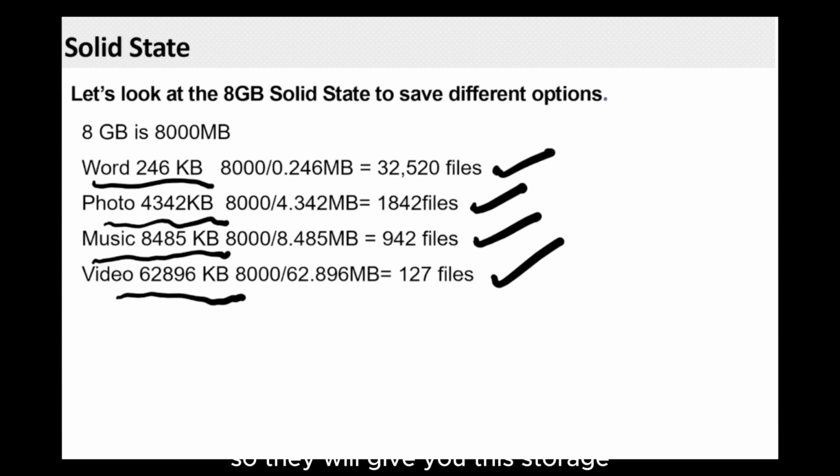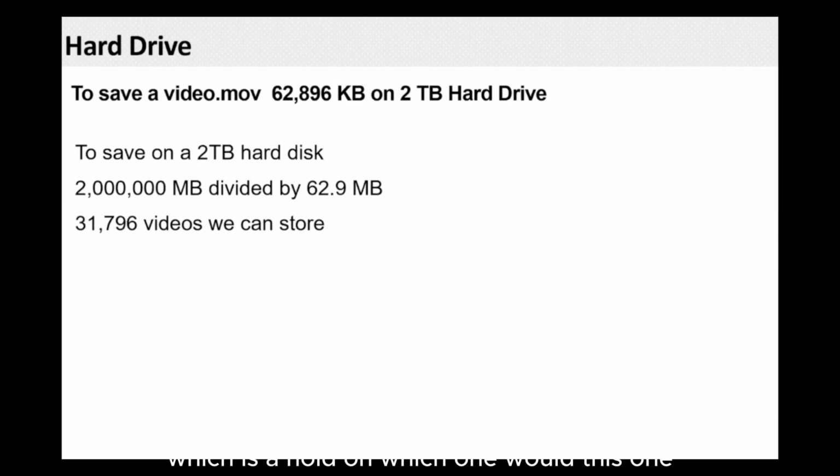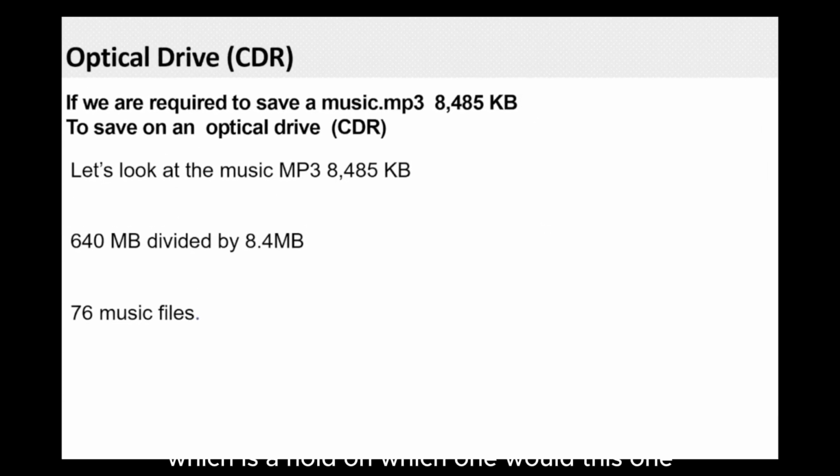So they will give you this storage, but you have to decide what is suitable. So remember, they will ask you to show your calculation. The other thing you must remember, if we go back to this question, which is, hold on, which one? Oh, this one. Okay, so you have to write down 76 music files.